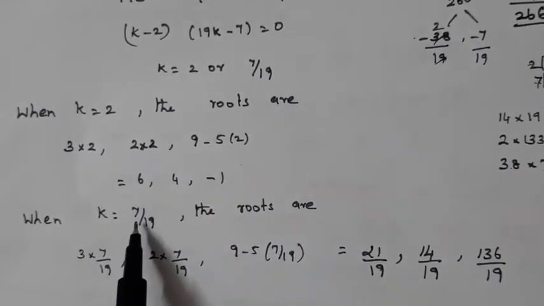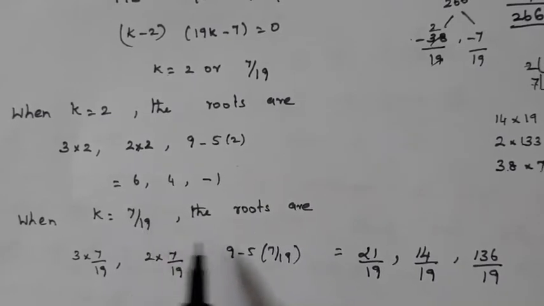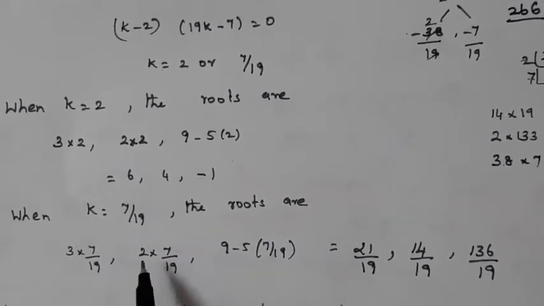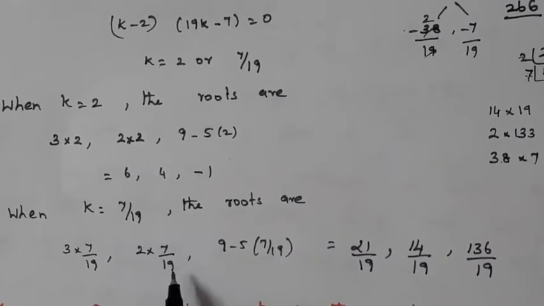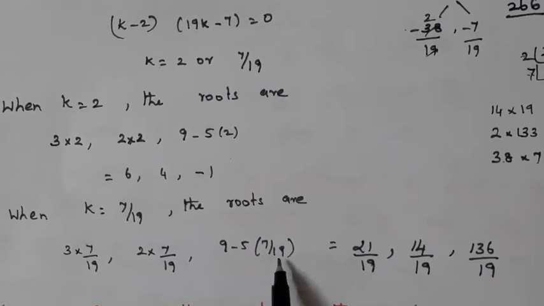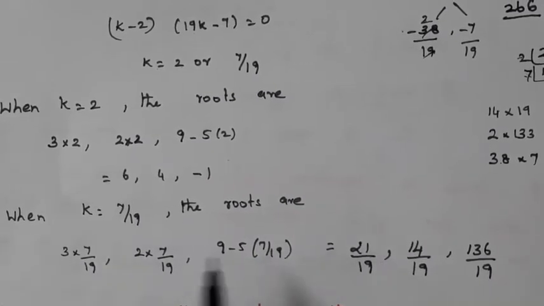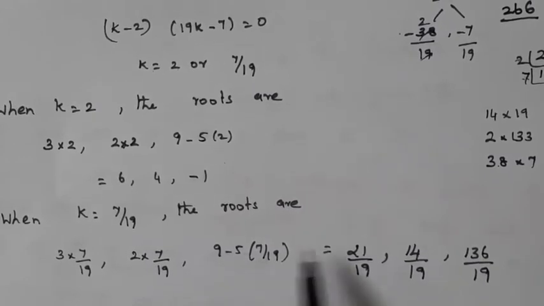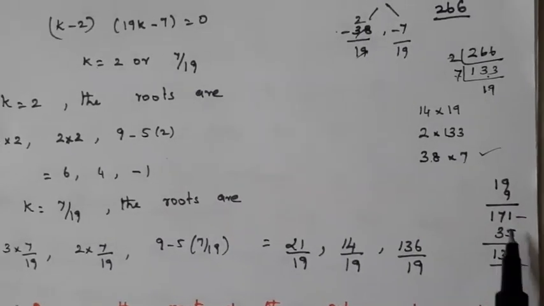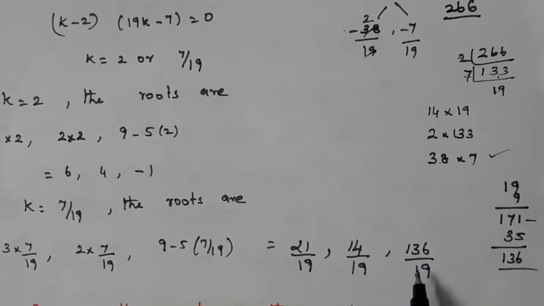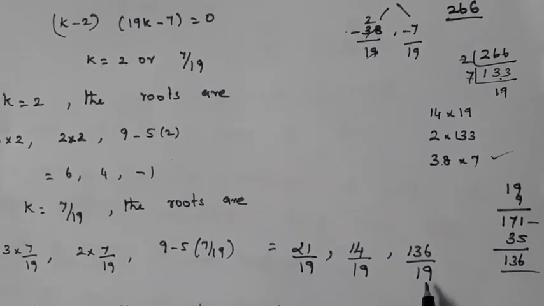Then if you take the value of k as 7 by 19, a fraction, what would be the roots? Alpha will be 3k, that is 3 into 7 by 19, and beta is 2k, 2 into 7 by 19, and gamma is 9 minus 5k, so 9 minus 5 into 7 by 19. So, this will be 21 by 19 and this is 14 by 19. Here taking LCM, 9 into 19 is 171. After subtracting 35, you will have 136. So, the third root will be 136 by 19.